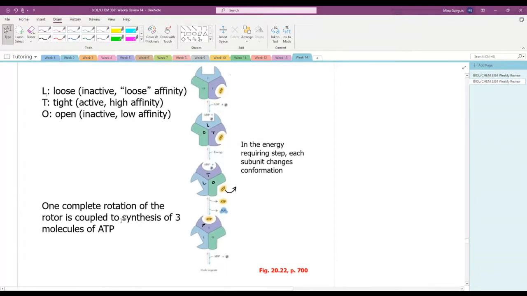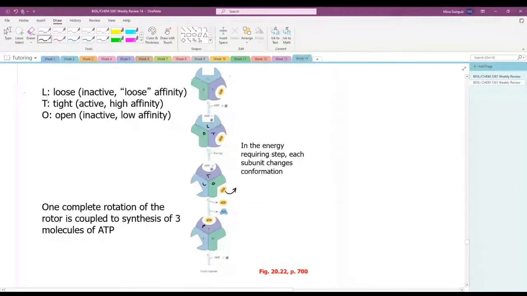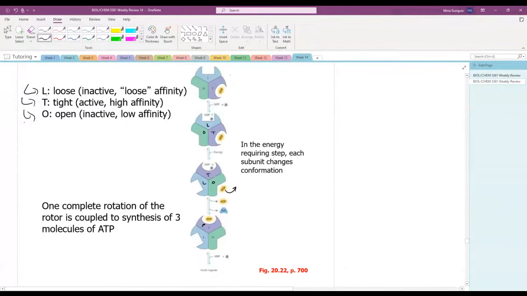Okay. So we're going to start off at the top. And before we start off, it's important to know there's the loose, tight, and open subunit. Now only the tight subunit is active. The other two are inactive. The open has a very low affinity, and the loose has an affinity, but it kicks off really easily. It's not very consistent.